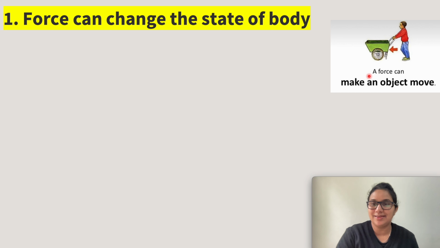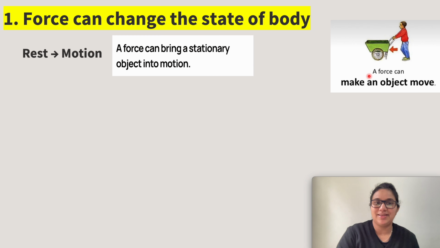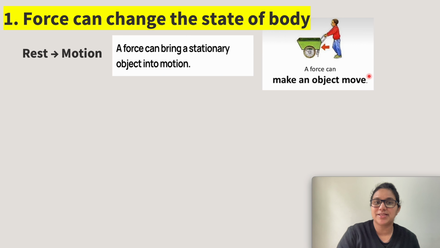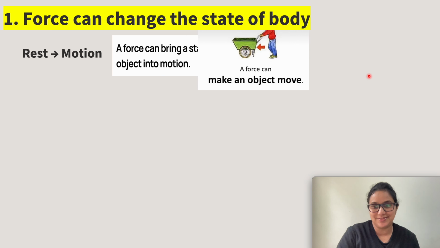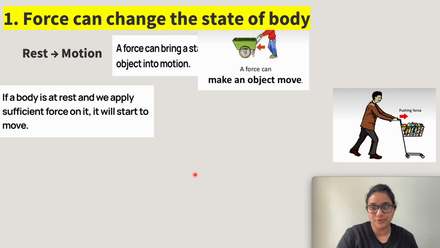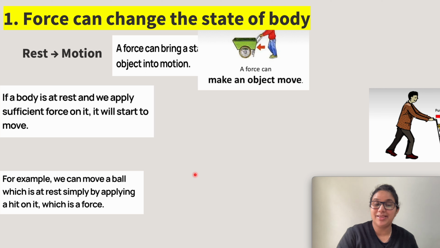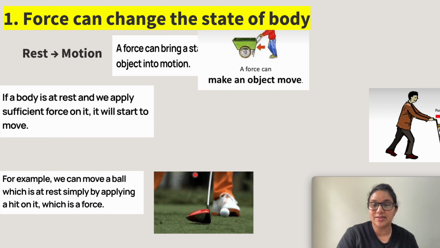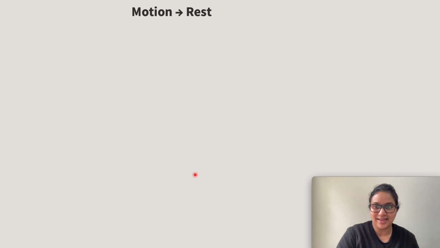Force can change the state of a body. As you can see, the person is at rest. So when you apply force, the object will move. So a force can bring a stationary object into motion. If a body is at rest and we apply a sufficient amount of force, it will start to move. For example, we can move a ball which is at rest simply by applying a hit on it, which is a force.